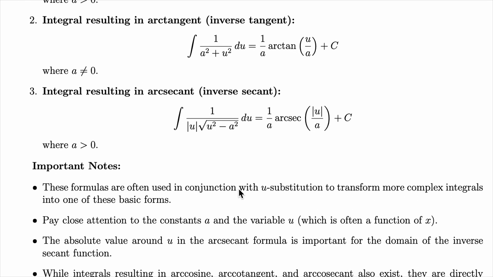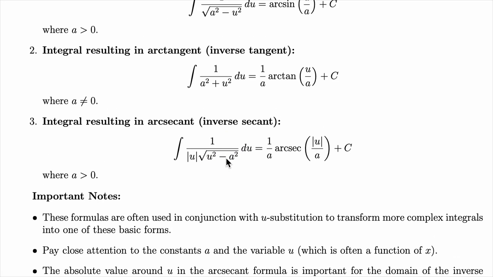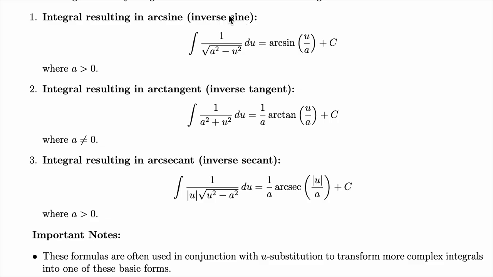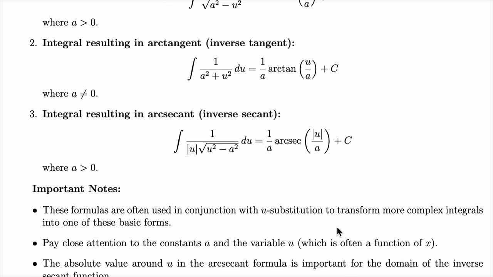And then the third formula is probably the most complicated. This is the arcsecant formula. And you can see here it's 1 over the absolute value of u times the square root of u squared minus a squared. So again, here we have this difference of squares underneath a square root sign, which is very similar to this arcsine formula up here. And that is going to be equal to 1 over a arcsecant of the absolute value of u over a plus c. Okay, those look very complicated, so let's go ahead and look at a couple of examples.